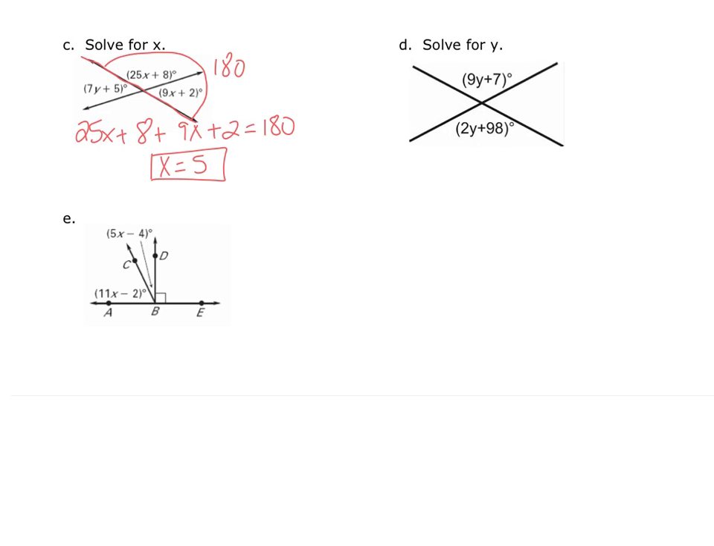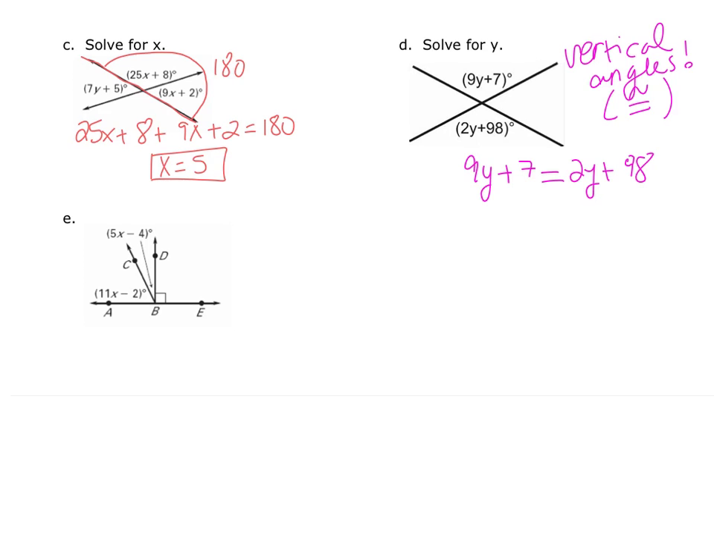On letter D, now this is an important one because these are vertical angles and that means that they are congruent to each other. Remember, if they are congruent angles, we can set them equal to each other. So 9y plus 7 equals 2y plus 98. And then you can go through and solve that. And on this one, again, we've set some up like that before, and on a lot of these, it's just the setup that I want to focus on, of knowing what your properties mean and how you can use that to set up your problems.